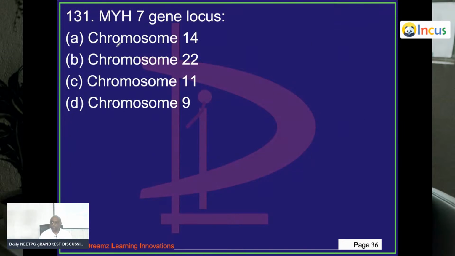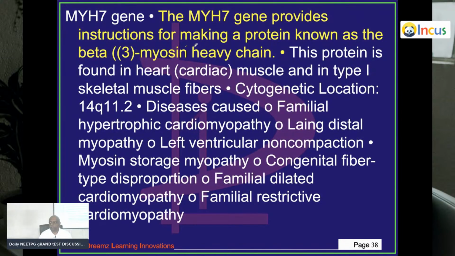Very good. MYH7 gene, focus: chromosome 14. It provides instructions for making the protein known as myosin heavy chain, myosin heavy chain 7.